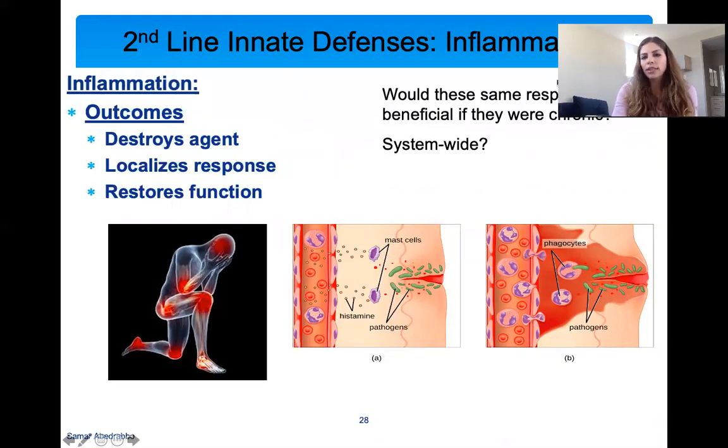So I put a question here. Would these same responses be beneficial if they were chronic or system-wide? Chronic inflammation is when you always have inflammation. Is this a good thing? Do we want our blood vessels to always be dilated? Do we always want macrophages and neutrophils there? And if inflammation was system-wide, not limited to your hand but all in your body, is this a good thing? As you can imagine, the answer to these is no. We don't want chronic inflammation, and system-wide inflammation is not a good thing.